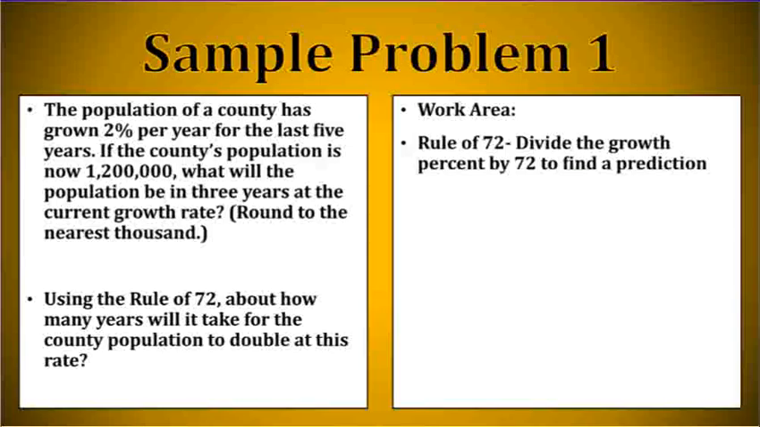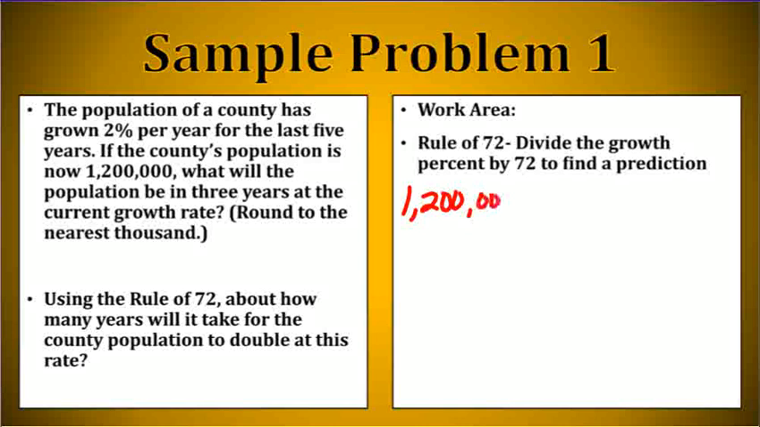So let's look at an example here. The population of a county has grown 2% per year for the last 5 years. If the county's population is now 1,200,000, what will the population be in 3 years at the current rate of growth? Round to the nearest 1,000. So to do this one, for a 2% increase, that means it's going to be 1.02. Otherwise, you could take 2% of 1,200,000 and then add that to it. But a 2% increase means you get your 1,200,000 plus 2% on top of that.